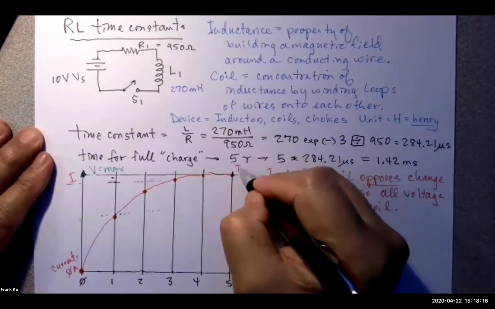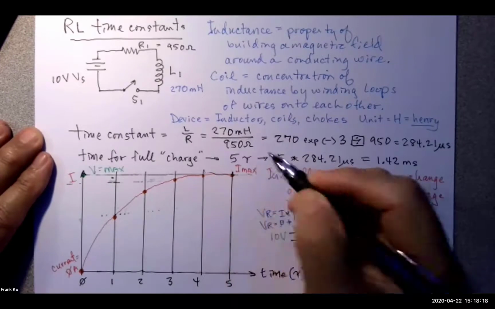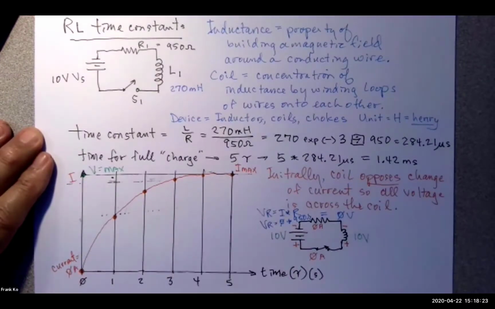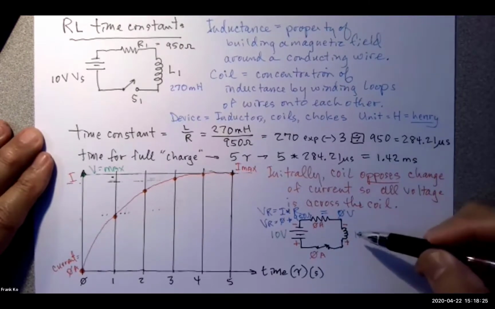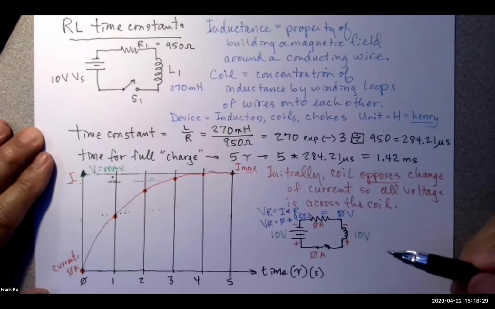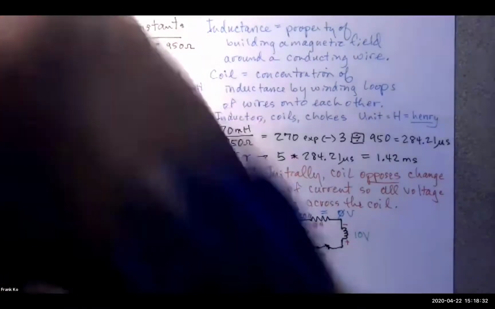So I now have I max at 5 tau. It started off at 0, and after 5 tau, current reaches maximum. At the end of 5 tau, this becomes nothing but a straight piece of wire as far as DC is concerned. What happens with voltage?